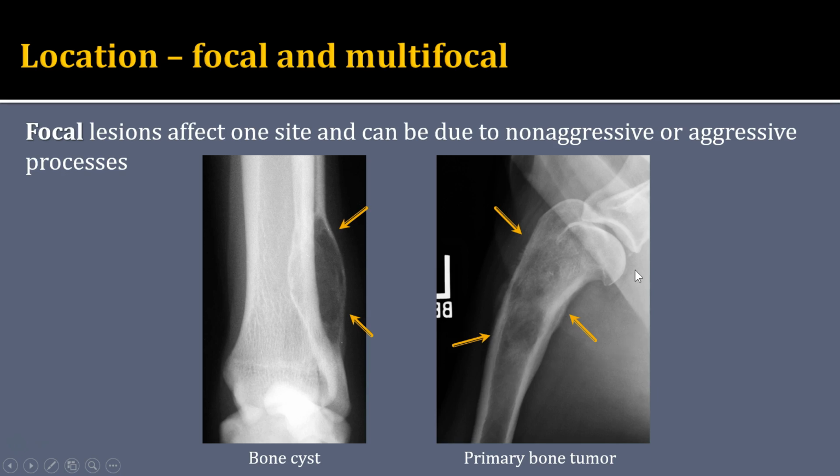This is a patient that also has a focal lesion in one site identified in the proximal humerus, but this patient has moth-eaten lysis and some other things that will make us think of an aggressive process. So this is a primary bone tumor. So focal lesions can be either non-aggressive or aggressive.